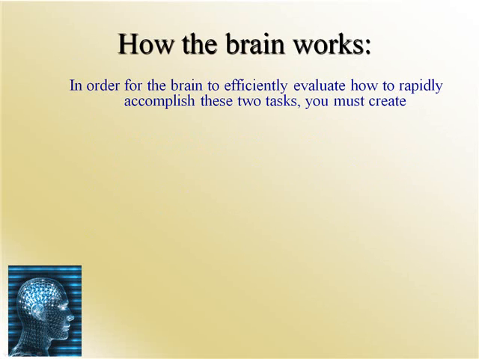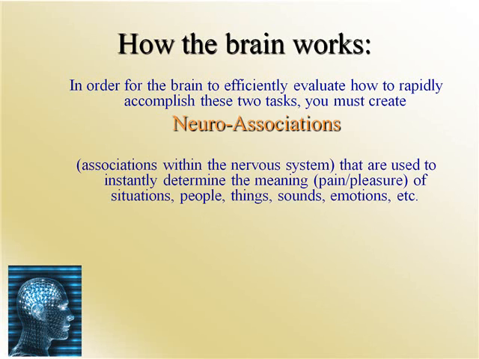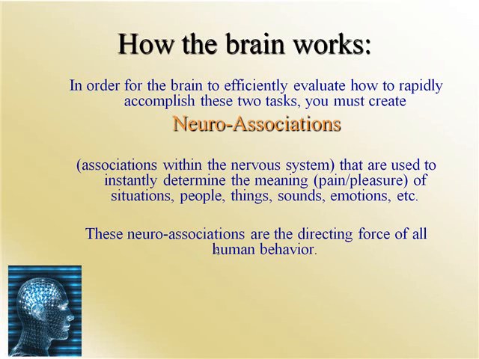Now, how the brain works. In order for the brain to efficiently evaluate how to rapidly accomplish these two tasks, you must create neural associations. Associations within the nervous system that are used to instantly determine the meaning, pain or pleasure, of situations, people, things, sounds, emotions, etc. The neural associations are the direct force of all human behavior.